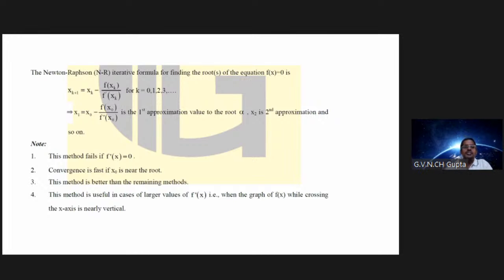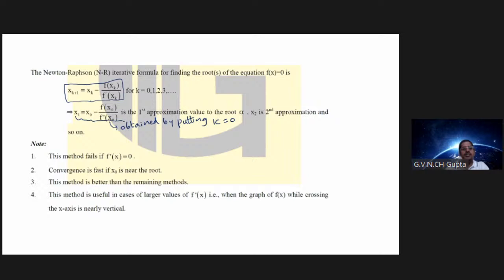So for the equation f(x) equal to 0, x(k+1), some people write this as x(i+1), is equal to xk minus f of xk divided by f dash xk. This dash or prime stands for the derivative of f of x, for k equal to 0, 1, 2, 3, etc. In particular, if I take k equal to 0, x1 is obtained by putting k equal to 0 in the above. So x1 is equal to x0 minus f of x0 divided by f dash x0, the first approximation value to the root. Similarly, x2 is obtained by putting k equal to 1, the second approximation, and so on, x3, x4. Before going to the note points and some other applications, we'll do one example.